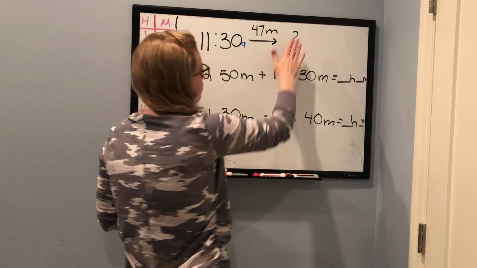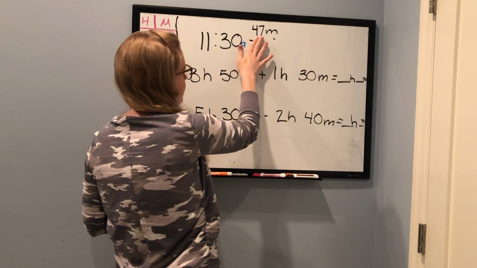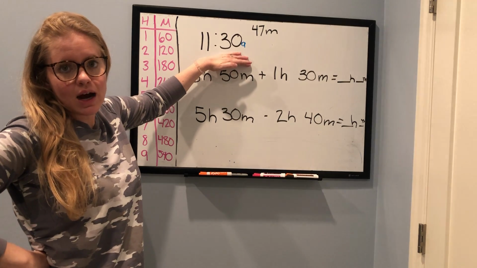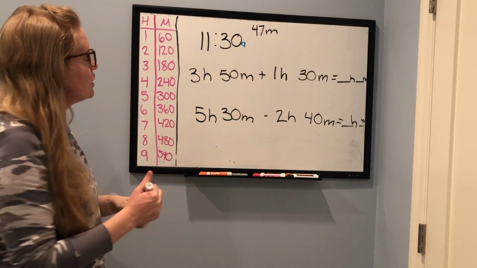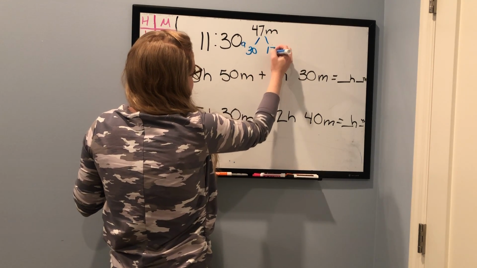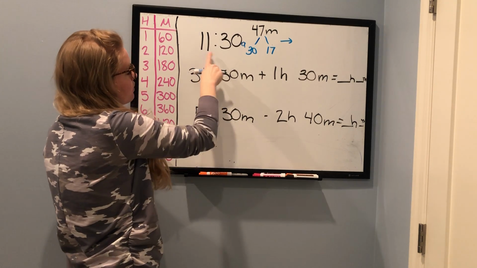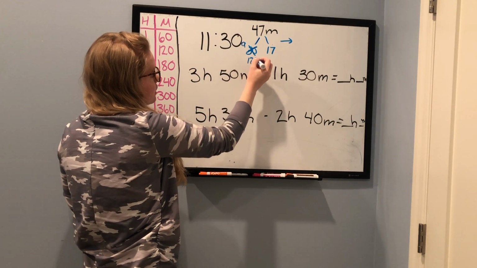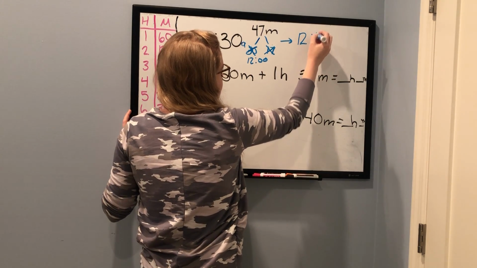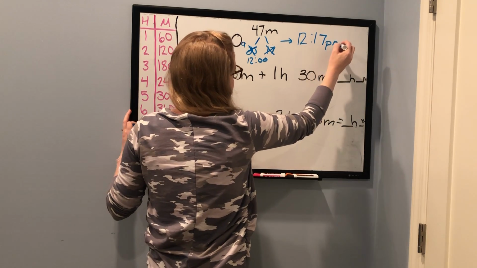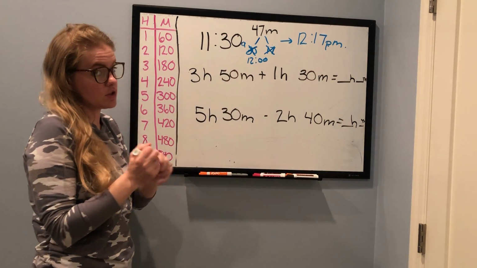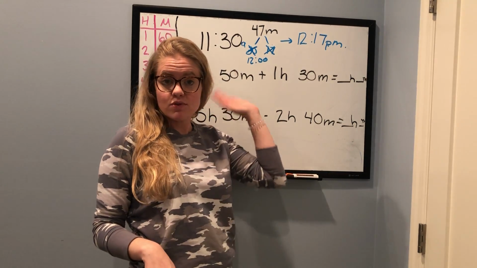Okay, do you remember what we did for the number line? We were wondering, okay, how many more minutes until we get to the next hour? And if we have 30 minutes here, we know that it's another 30 minutes. So I'm going to break this up into 30 minutes and 17 minutes. So if we add 30 minutes, we're at 12 o'clock. If we add 17 minutes, we're at 12:17 p.m., right? Because that would change. If you're at 11:30 a.m., it would change to p.m. And if you were at p.m., it would change to a.m., right?